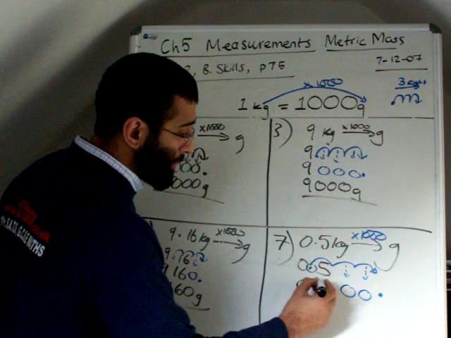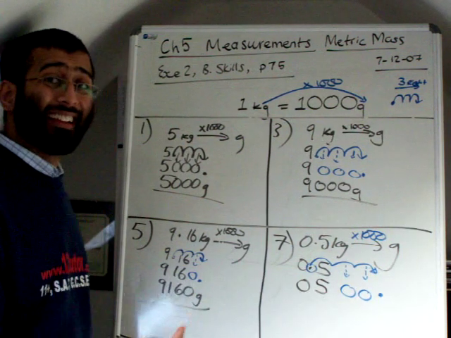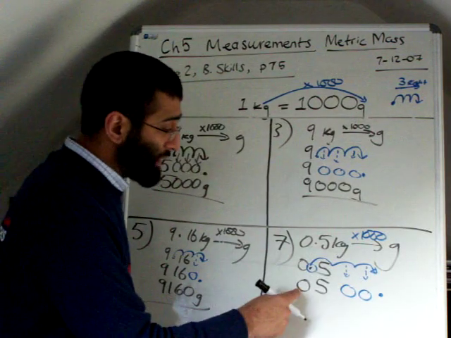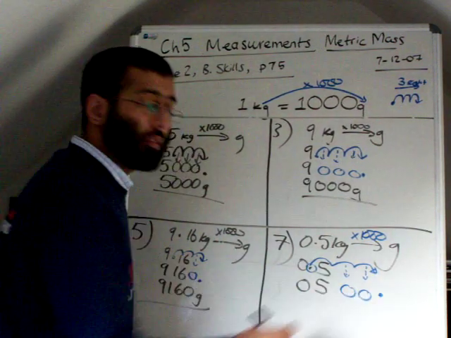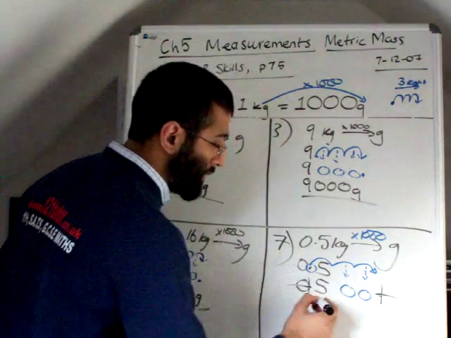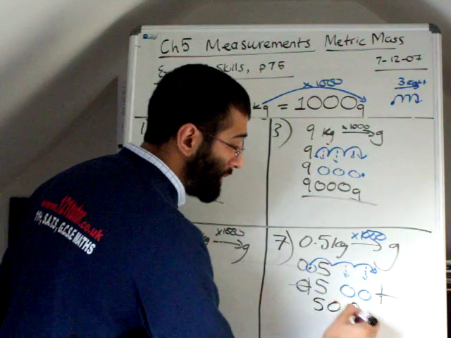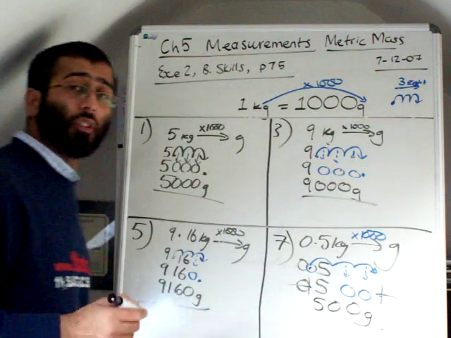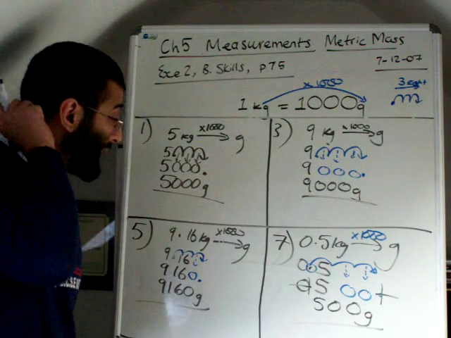Copy the 0 down, copy the 5 down. We look at that answer. That is our rough answer. It says 0,500 point, which is really simply 500 grams. The 0 at the front we don't need, and the point at the end we don't need.